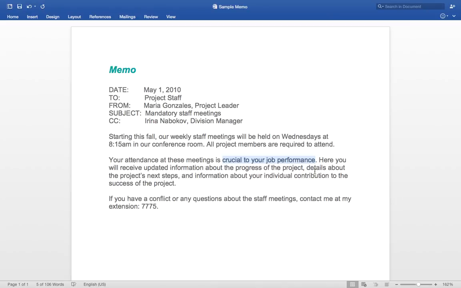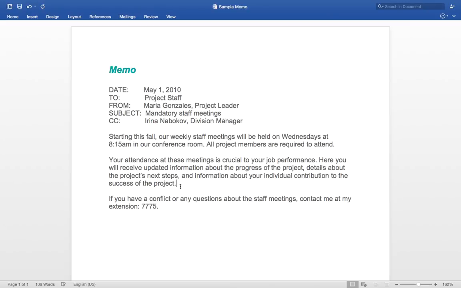If we look at the sentence after this, here, you will receive, this tells you exactly what you're going to be given. It explains why you need to attend these meetings and how it's going to be crucial to your job performance. It says you'll receive updated information about the progress of the project, you'll receive details about the project's next step, and you'll receive information about your individual contribution to the success of the project. So in order for you to be an effective team member, an effective project member, which is why your attendance is crucial, you need access to all of this information. And so this series of meetings is going to give you access to the information that you need in order to be a successful team member.